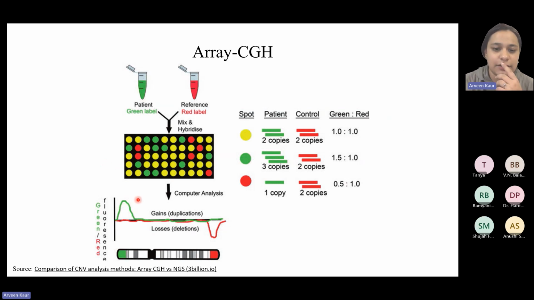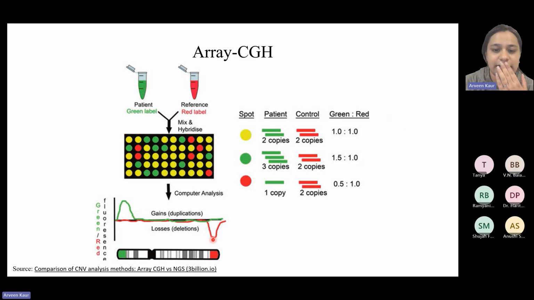For example, whenever the computer will be analyzing this particular slide or chip, it will basically look at the fluorescence that it is emitting, right? If there is any gain or higher expression of the green, the patient sample, then there will be an excitation that shows green emission, and the computer will read it as more copies may be present in the patient sample.